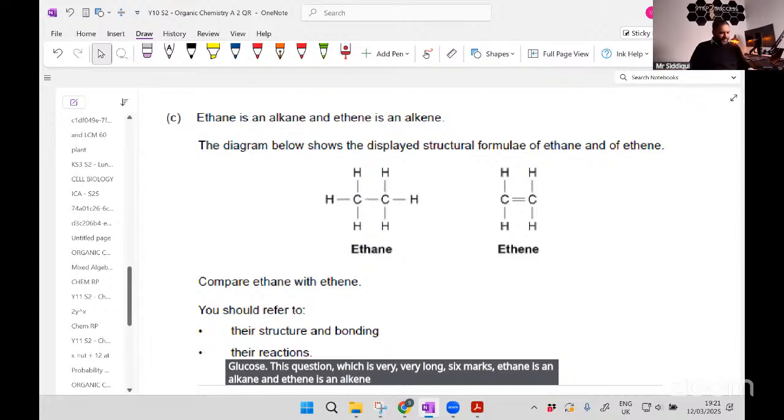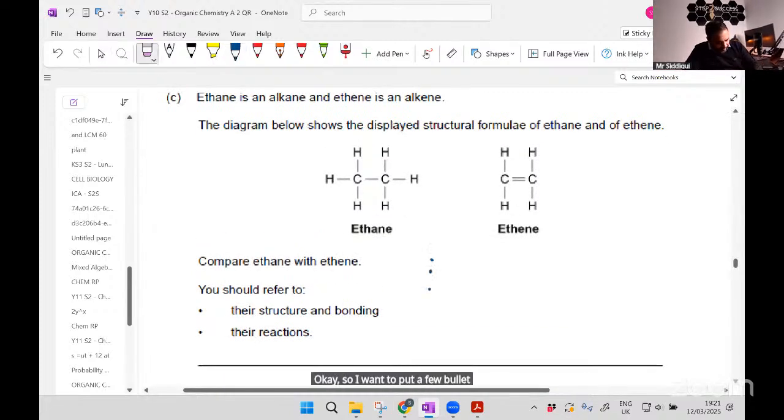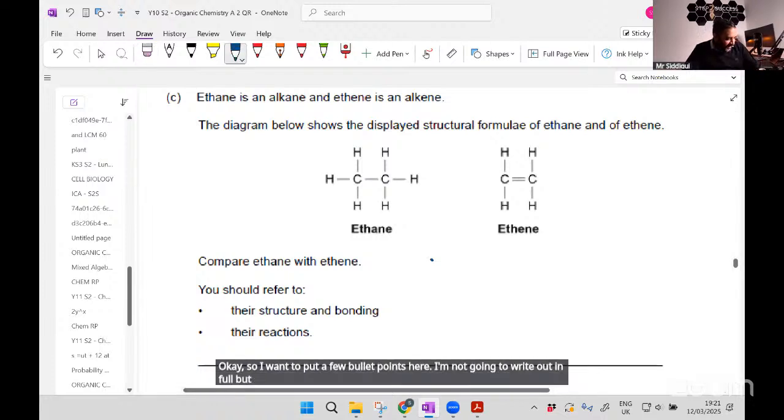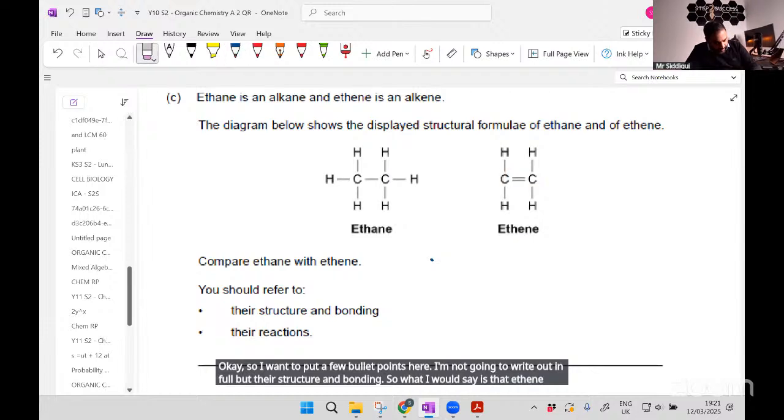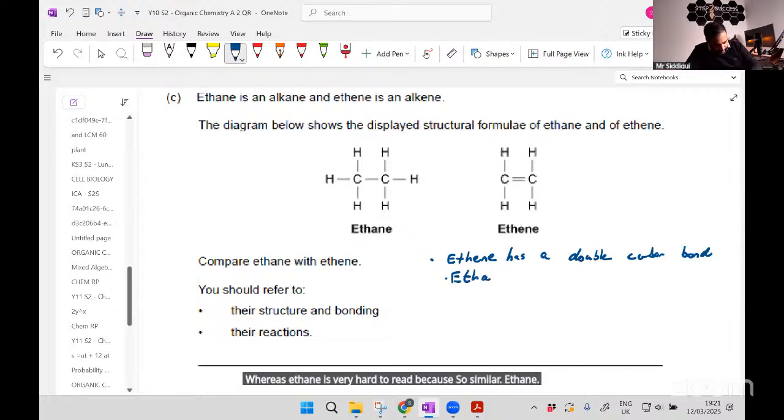Compare ethane with ethene. Okay, so I'm going to put a few bullet points here. I'm not going to write it out in full, but their structure and bonding. So what I would say is that ethene has a double carbon bond, whereas ethane only has a single carbon bond. See that single line, whereas a double line.